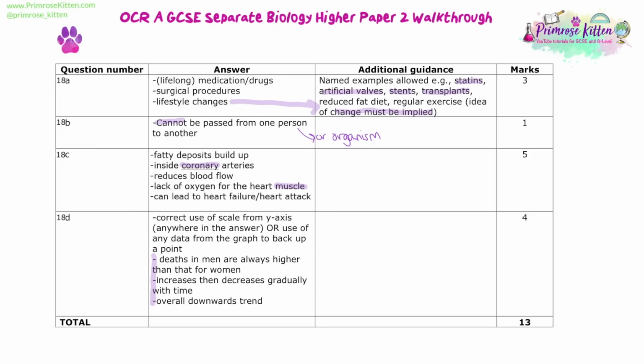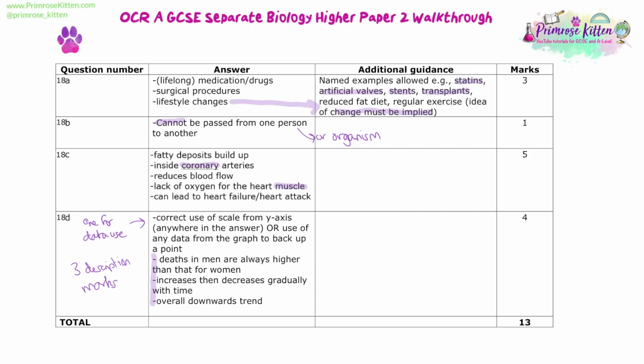Fatty deposits build up, you need coronary arteries. So for 18C, you can't just say inside arteries, you need to say the word coronary, because it's the coronary arteries that feed the heart muscle. And then 18D, we've got loads again of options that we can say. We said most of these.